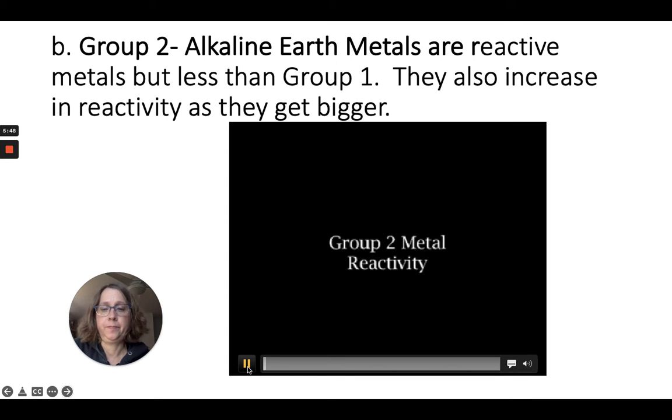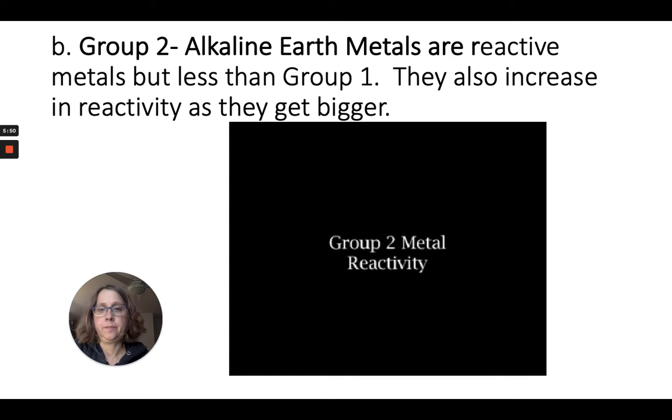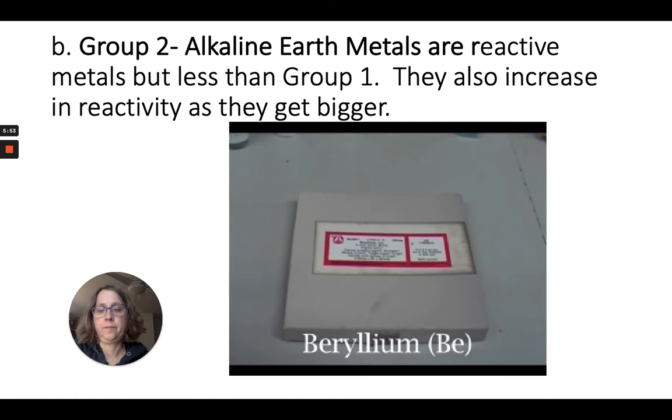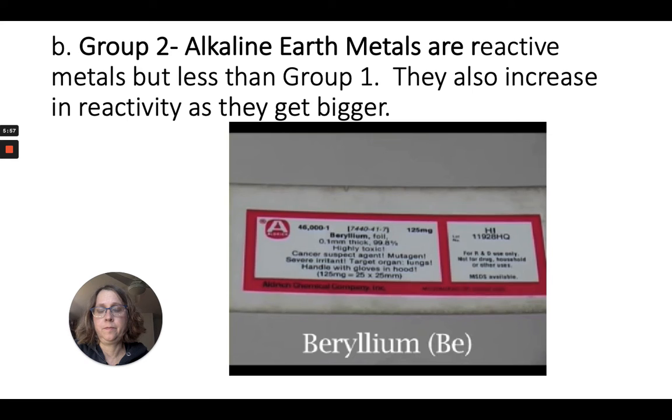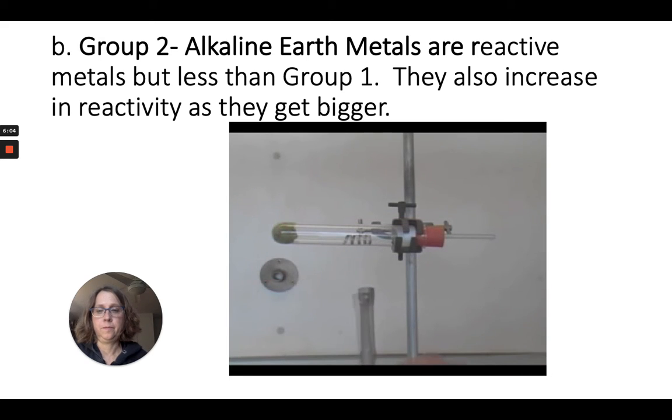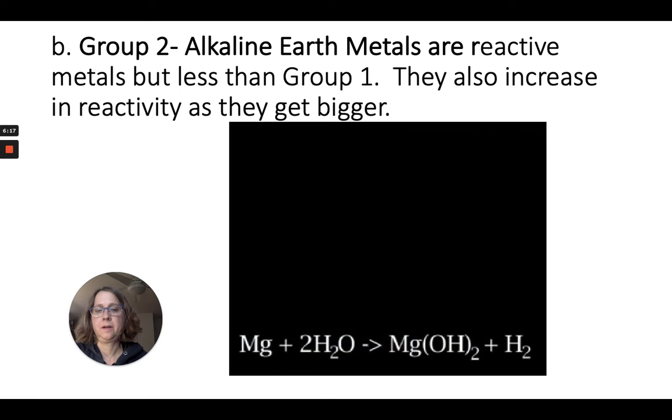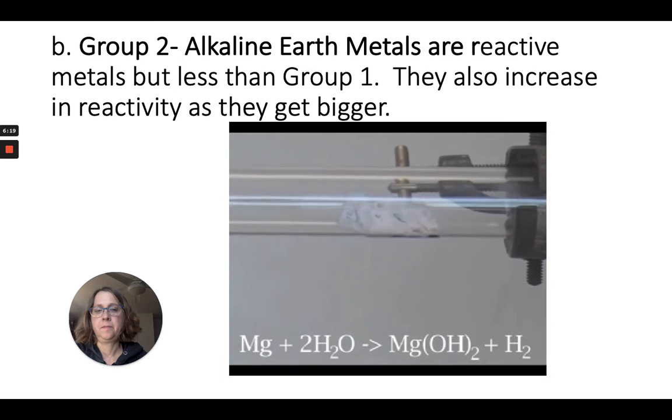In this video, we will move down group 2 of the periodic table, looking at reactivity. The first metal in group 2 is beryllium, which is highly toxic and unreactive to either water or steam. The next metal down is magnesium. Magnesium reacts very slowly with cold water, but does react with steam, which we can see here. It forms a gas, hydrogen, which can be easily lit. And also the white powder, magnesium hydroxide, which can be seen here.